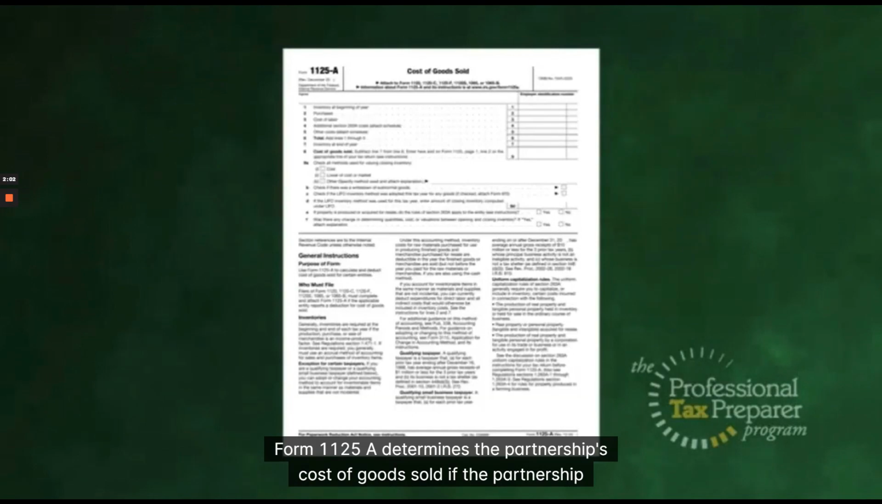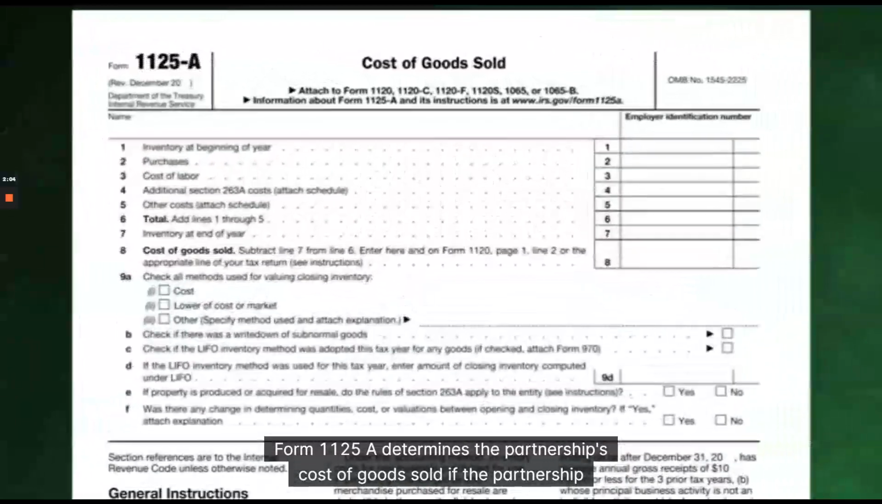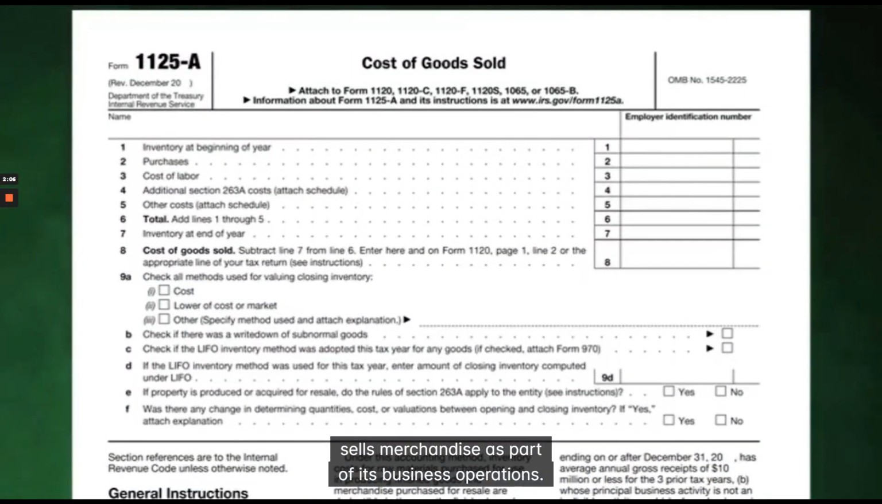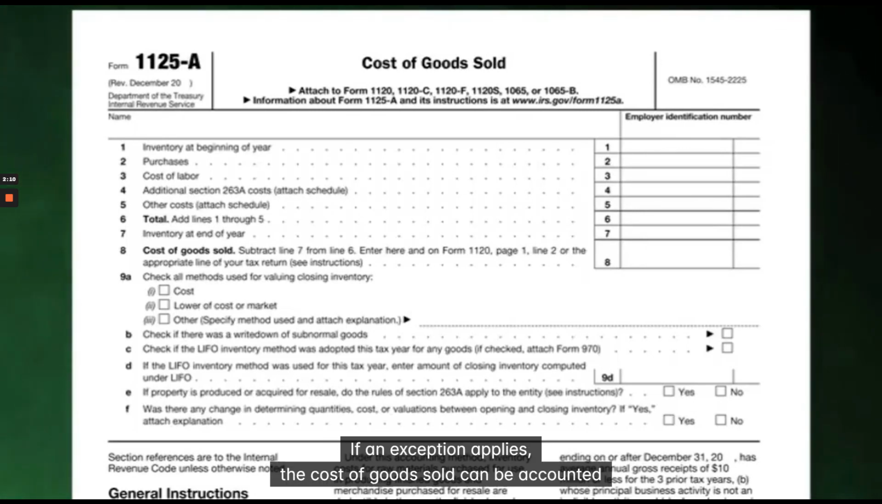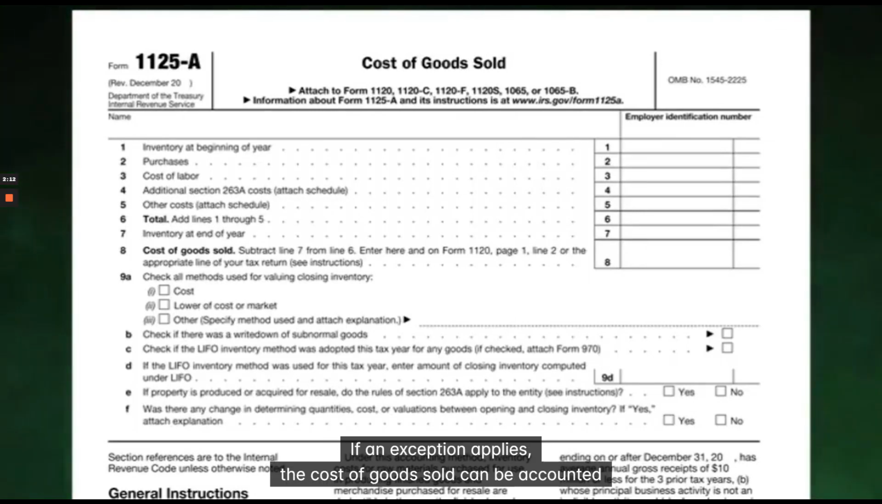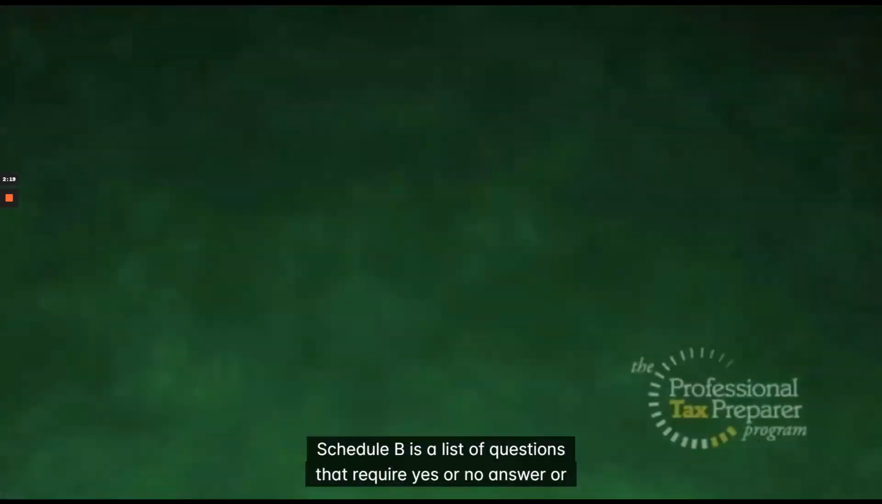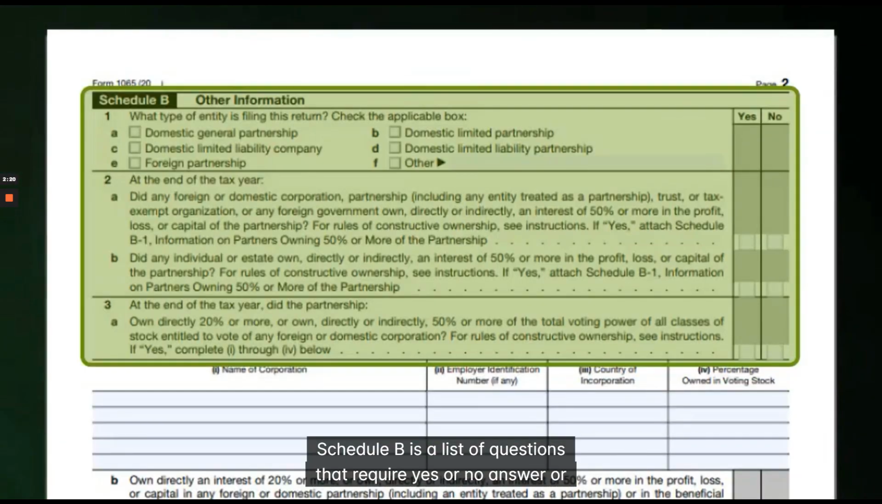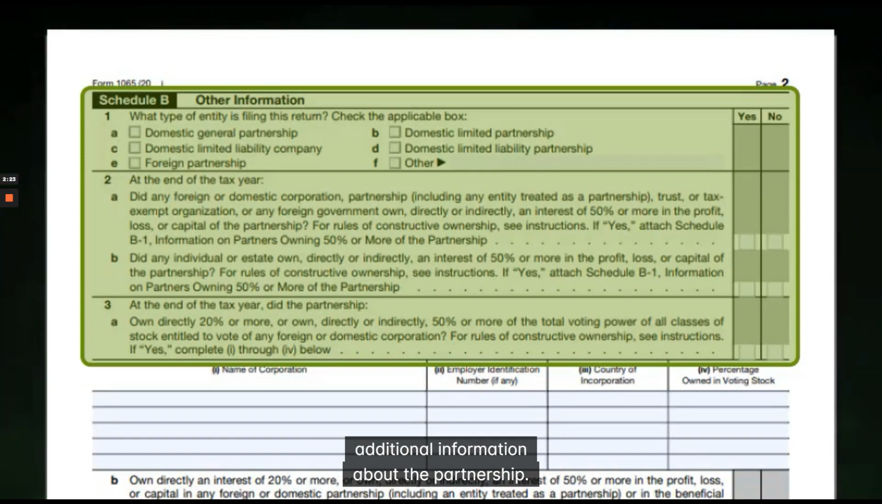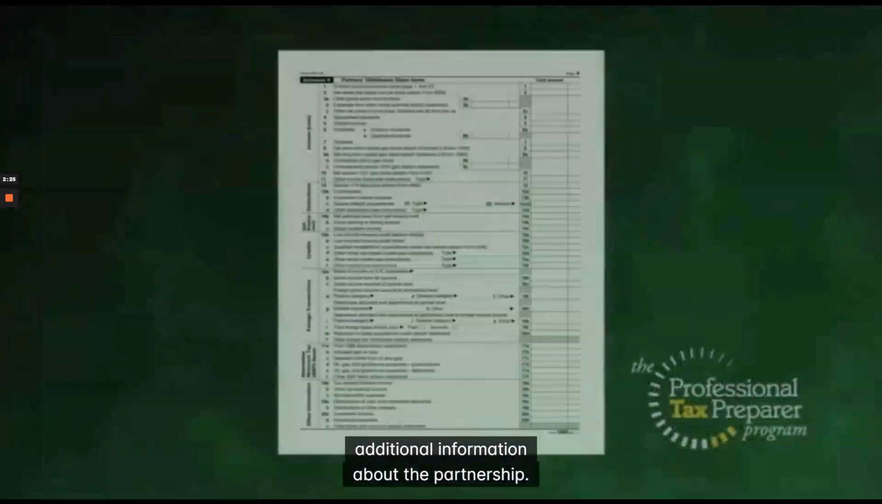Form 1125-A determines the partnership's cost of goods sold if the partnership sells merchandise as part of its business operations. If an exception applies, the cost of goods sold can be accounted for as incidental materials and supplies rather than inventory as they are sold. Schedule B is a list of questions that require a yes or no answer or additional information about the partnership.